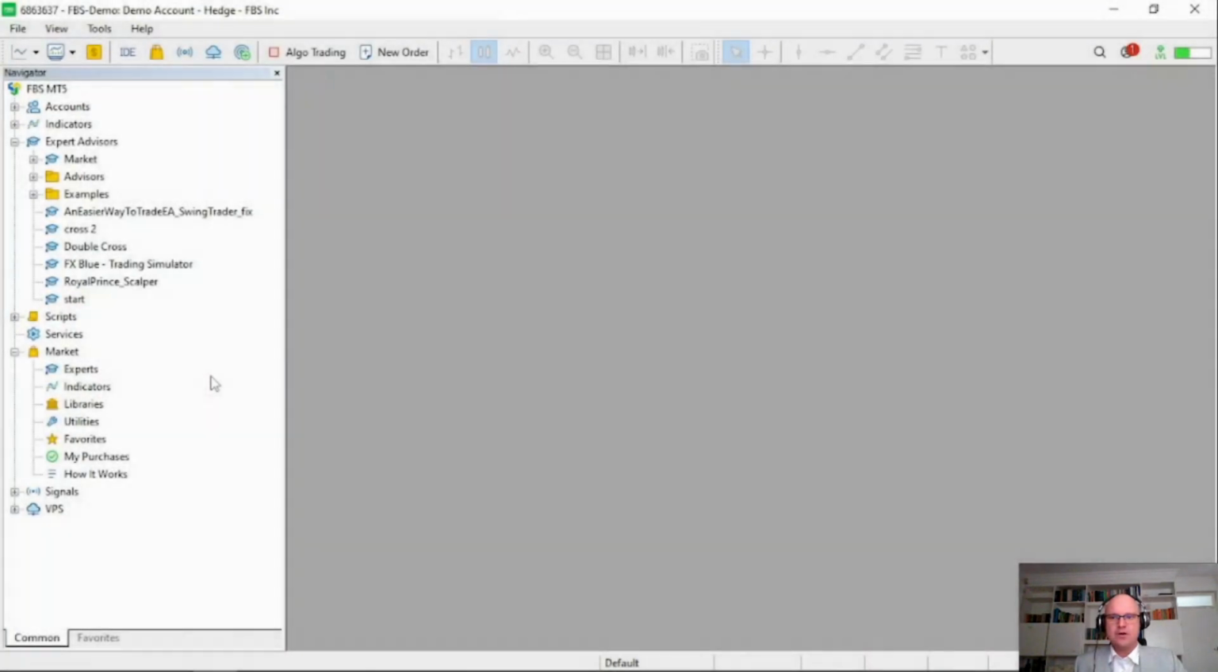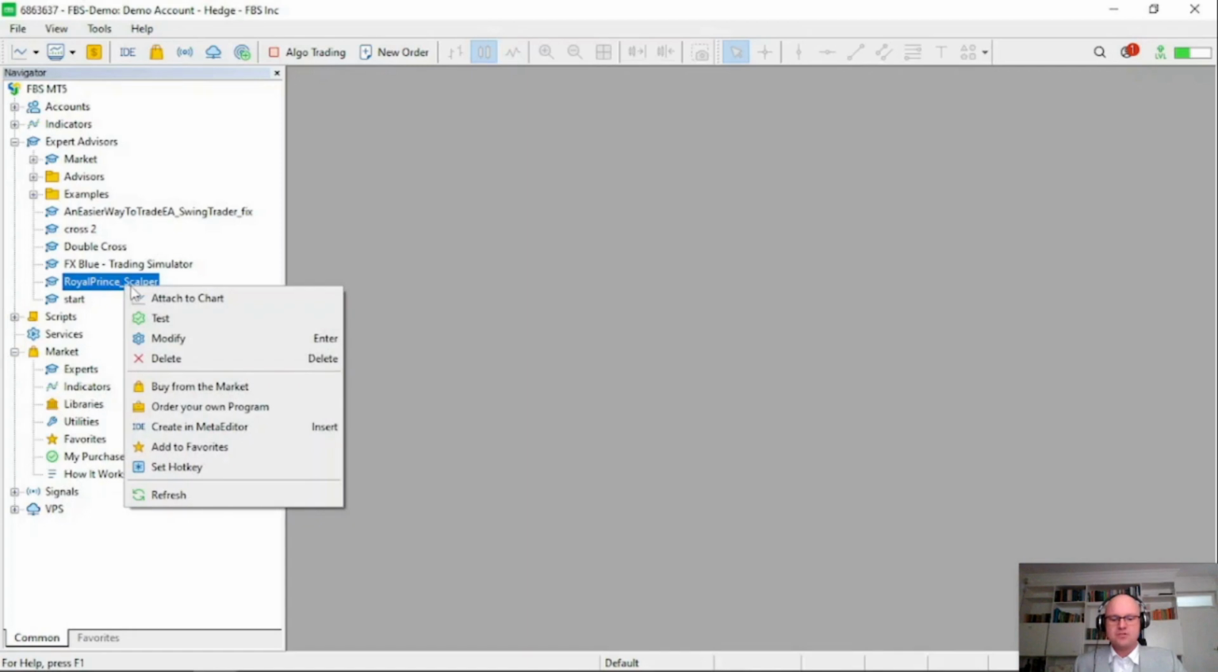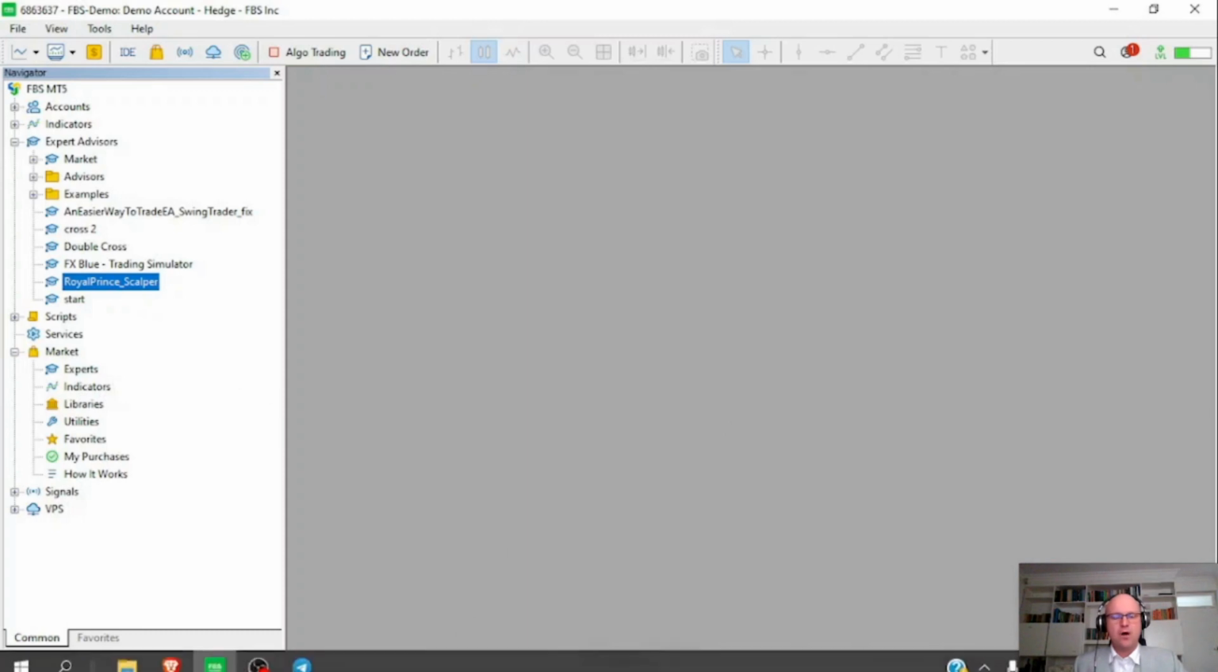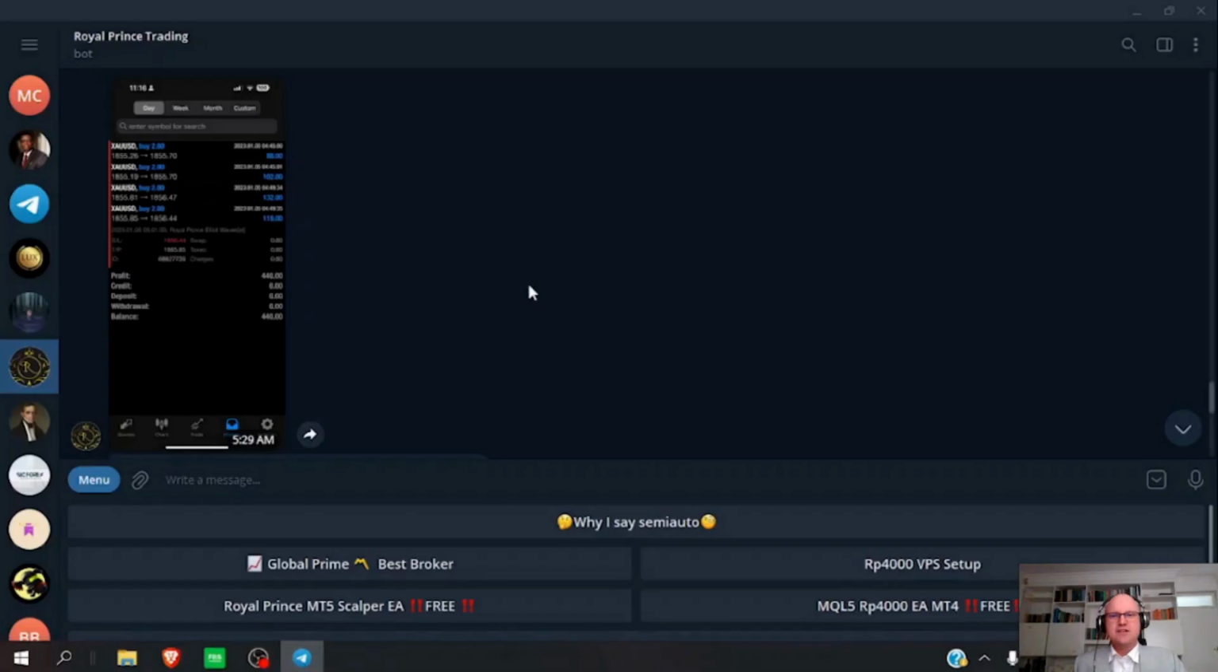I have already downloaded the bot to my MT5 terminal. However, first I want to show you how to download the Royal Prince scalper for your own personal usage. The bot is available through Richard's Telegram bot that makes it available for free download. He also has an MT4 bot available on the MQL marketplace, so make sure to support Royal Prince Trading as the bot is available for free for us to use.